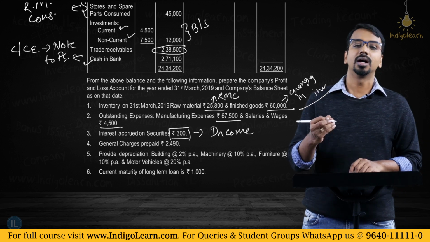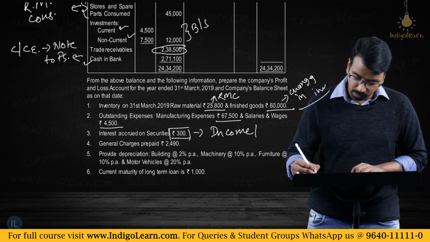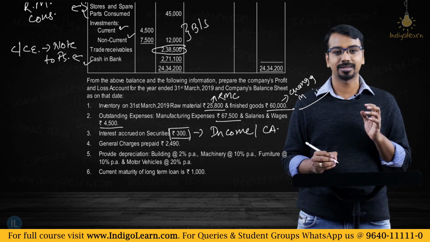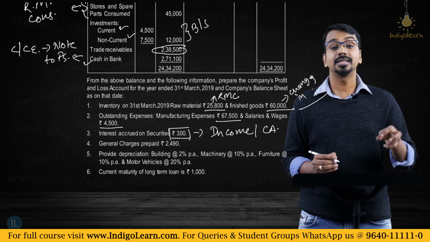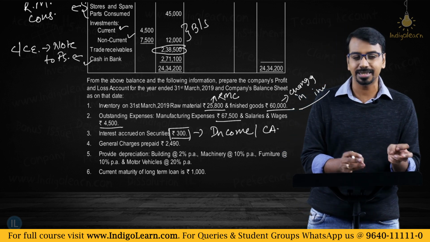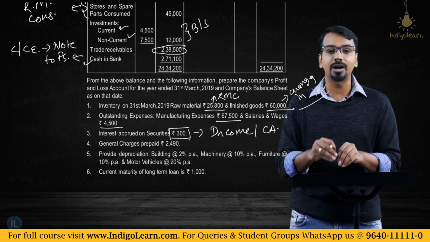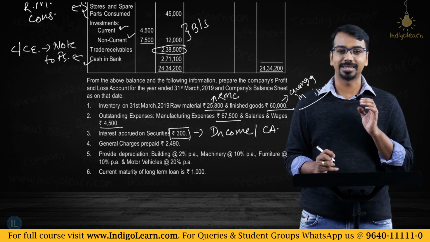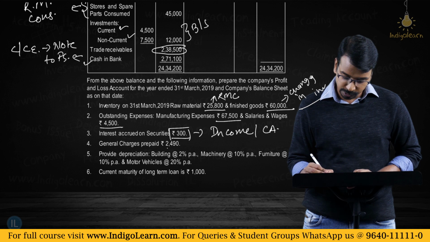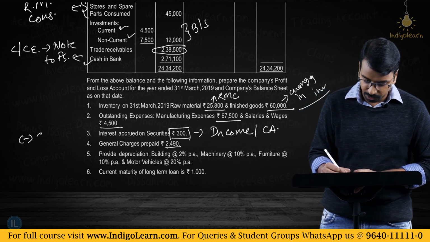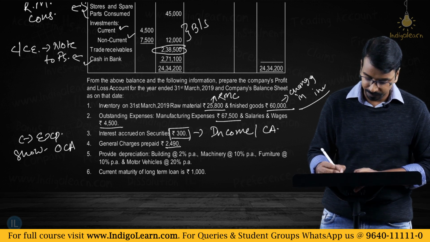You will add this to your other income and you will also show it as your current assets under other current assets. Another way to look at this is, since they have not given us interest expense, there is no expenditure related to interest, we can again assume that this part belongs to the earning side or income side and not the expenditure side. Then general charges prepaid 2490. If it is a prepaid thing, you will reduce from the expenses and show it as other current assets.